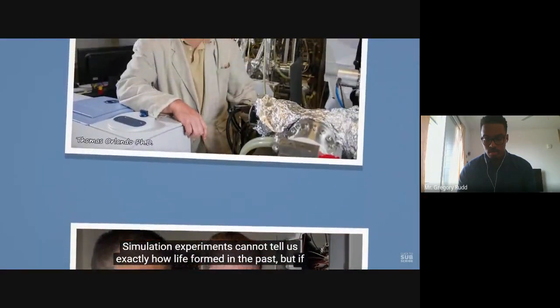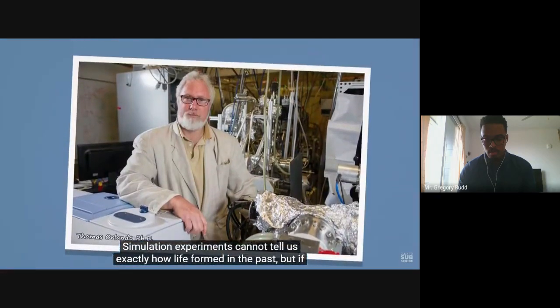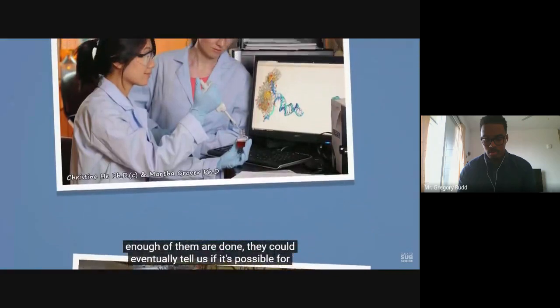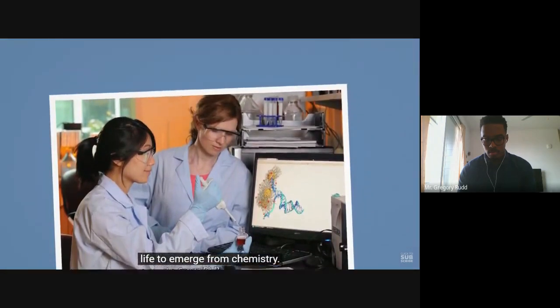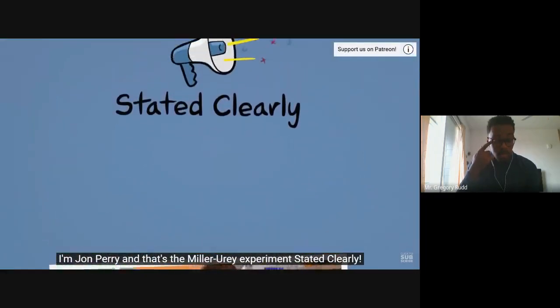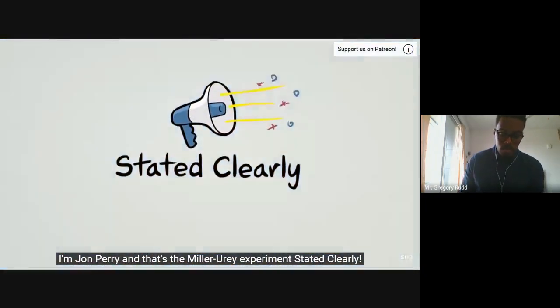Simulation experiments cannot tell us exactly how life formed in the past, but if enough of them are done, they could eventually tell us if it's possible for life to emerge from chemistry. I'm John Perry, and that's the Miller-Urey experiment, stated clearly.